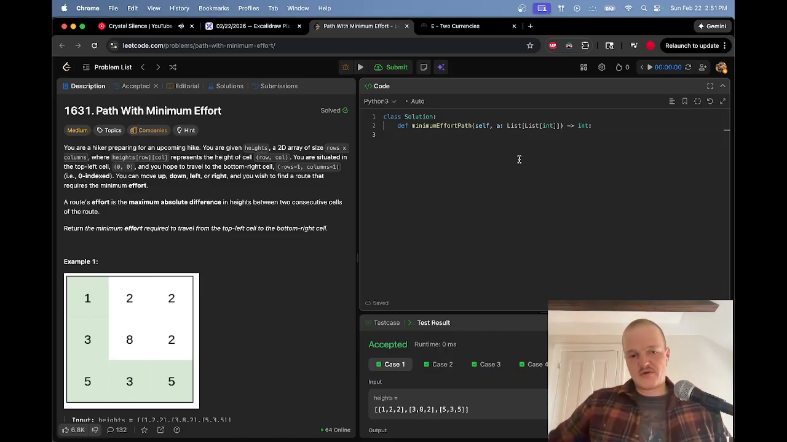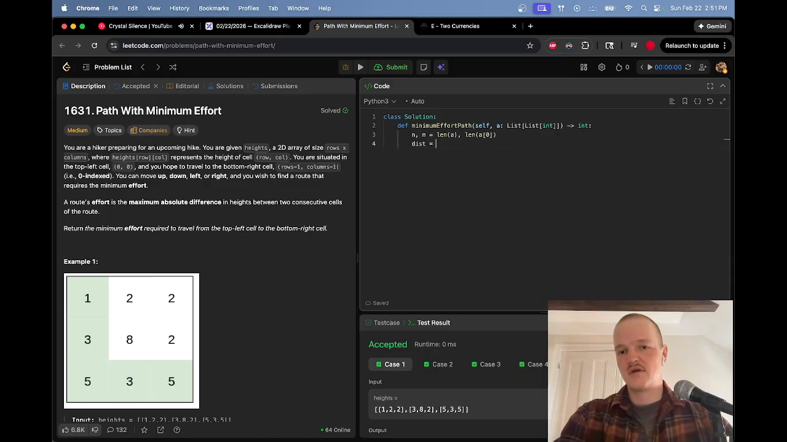Let's see, how do I want to do this? N and M is the length of A at 0. Dist is infinity times M for blank in range N. We've got to have our heap, which is going to have the distance, which starts at 0, and then the two indices, so 0 and 0. And then I need some auxiliary functions.